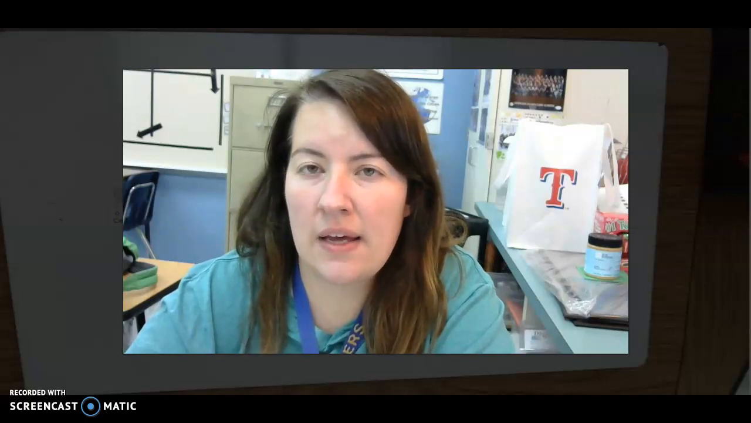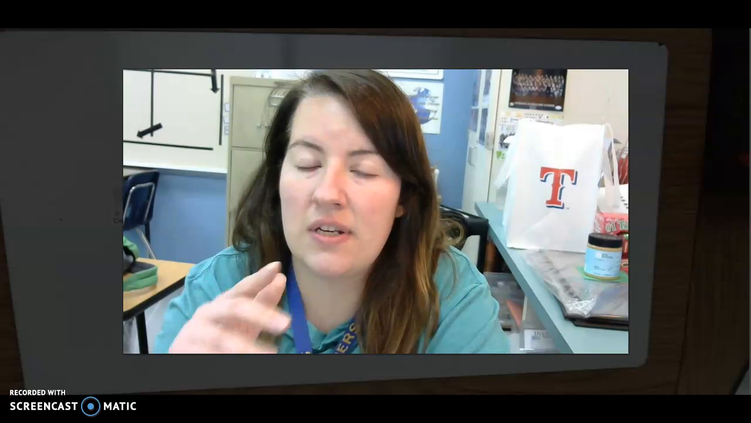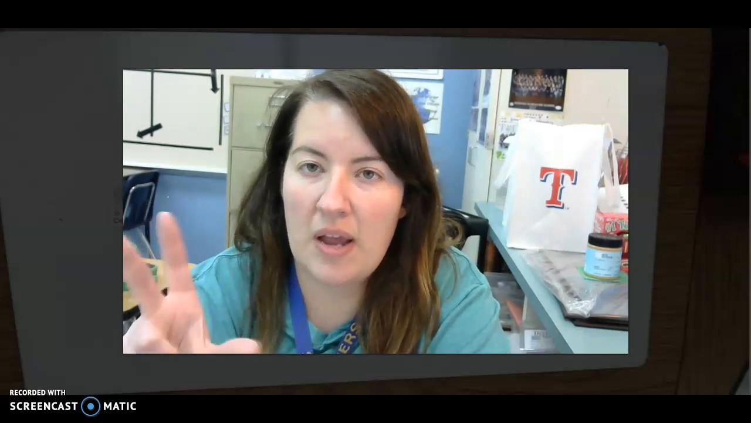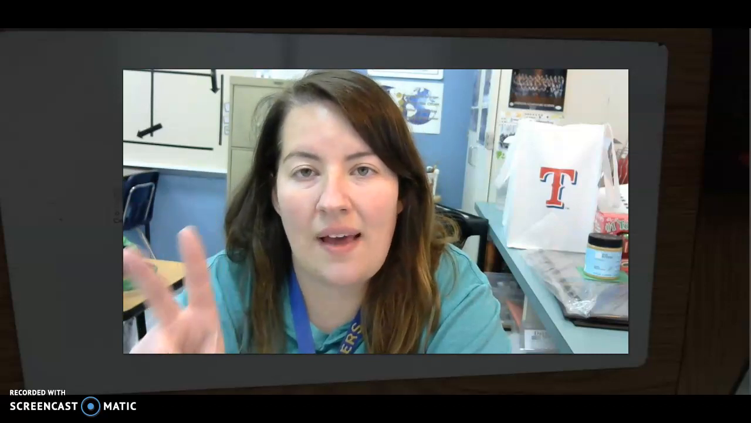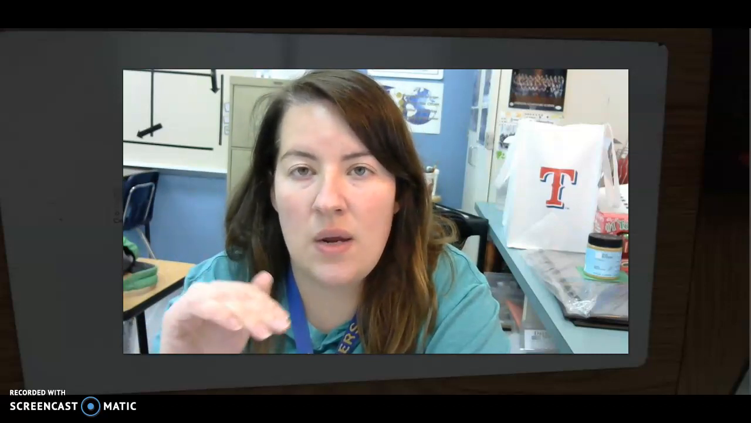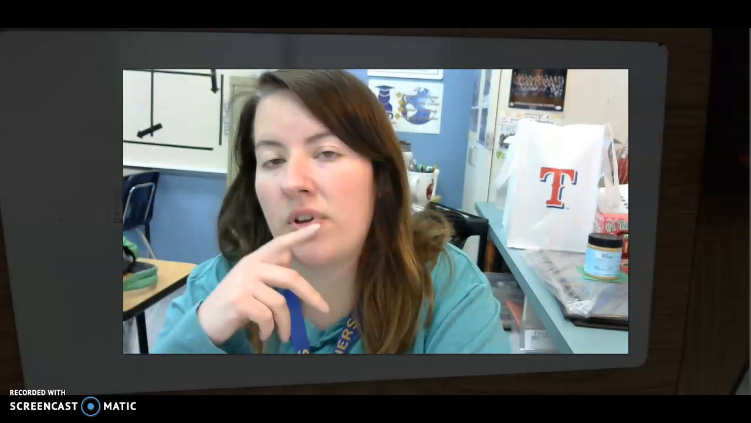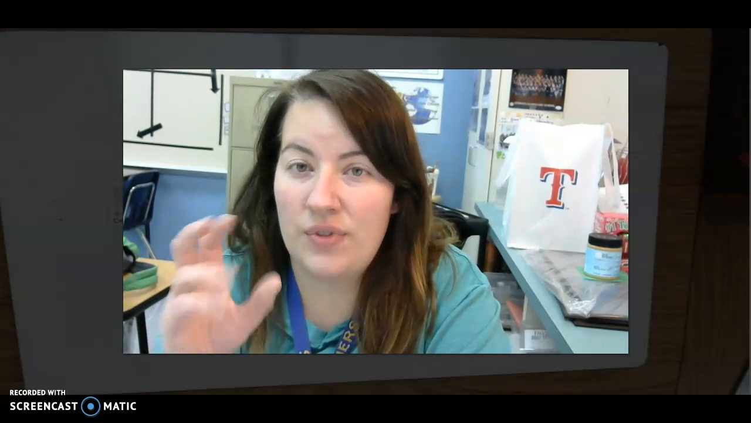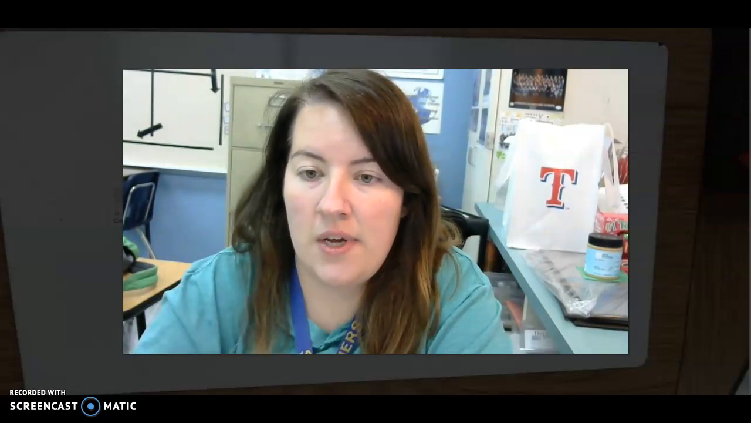Yesterday we looked at angles that started exactly at 0, right? And we used the protractor and we were able to see what size angles we were dealing with. Today we're going to take it up a step further and get a little bit more difficult, and I'm going to show you how to use the protractor to measure angles that don't start at 0.